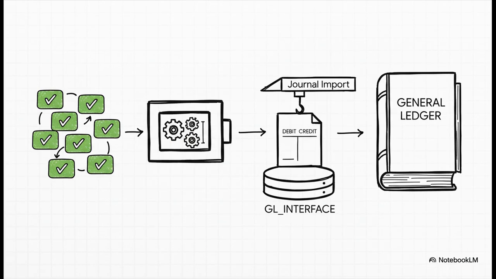So once all the data has passed its quality control checks, we move on to the final phases. The system takes all that clean data, summarizes it, creates the debits and credits, and loads it all into a standard Oracle interface table. And from there, Oracle's own trusted journal import program takes over to create the official balanced journal entry in your GL. It's all done using standard supported tools.